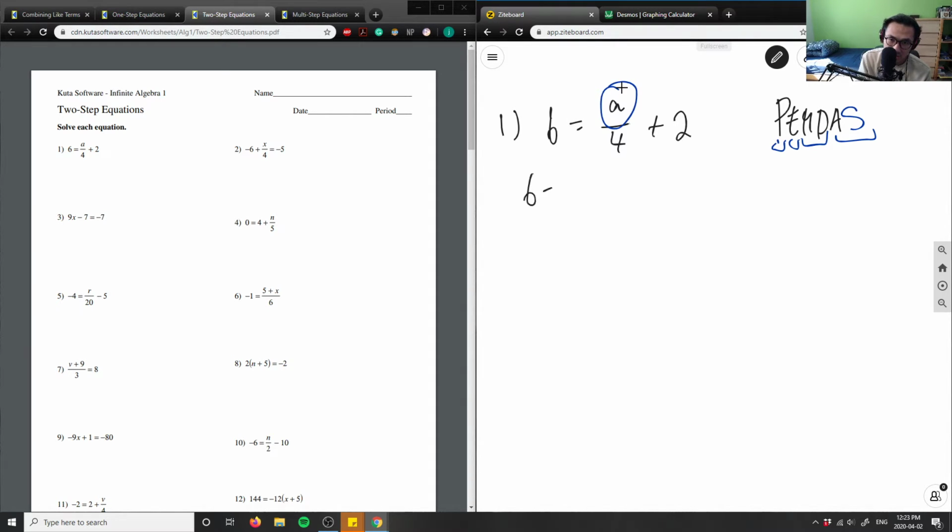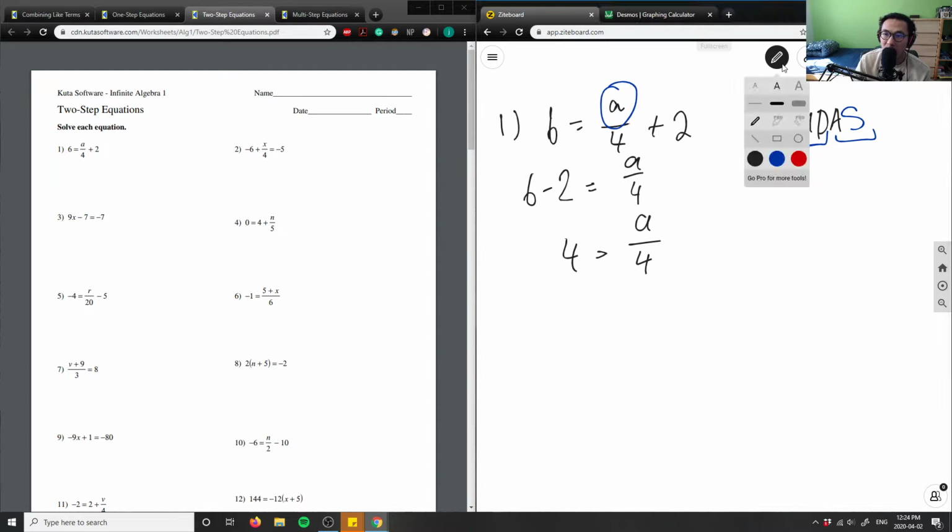So 6 minus 2 equals a divided by 4, and then plus 2 minus 2 just equals 0 in this case, right? So that's fine. What's 6 minus 2? 6 minus 2 here is 4 equals a divided by 4 in this case. And then what we're going to have to do is we are going to have to solve for a, right? And how do we solve for a? We're going to have to do the reverse operation, right? We want to get rid of this divide by 4 here. So if we want to get rid of division, we have to multiply. That's the reverse operation. So I have to multiply both sides by 4.